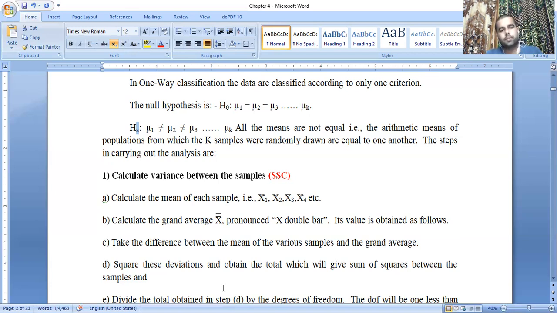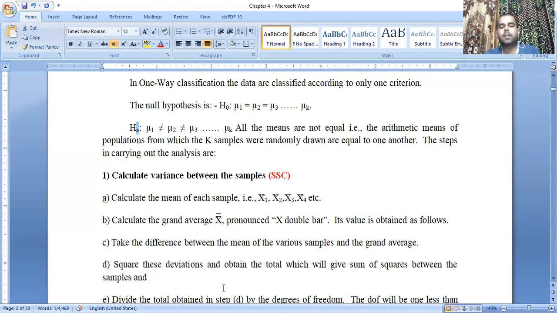After doing all the deviations or squares, we will get, in sample 1 for example, a value of 20, in sample 2 a value of 5, in sample C a value of 5 or 10, any number. Then for sample D you will get some 10 or 15. All these values put together we add, and finally we call it the SSC value.